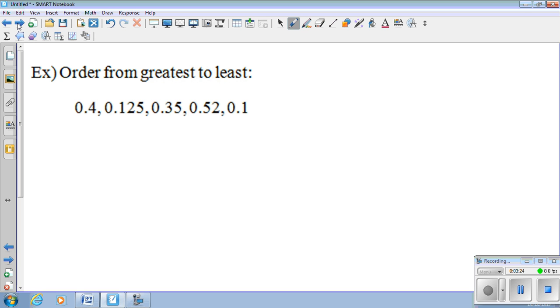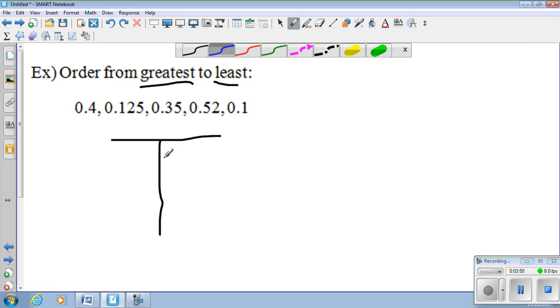Alright. So for our example, we're ordering these from greatest to least. So I'm going big to small. Okay. So first, what I'm going to do is I'm going to make my T-chart. Oh, whoops. Alright, let's try that again. I have my T-chart. And in my T-chart, my line kind of represents my decimal for everything. So I have 5 numbers, so I'm going to go ahead and just put 5 decimals here, so that I know that's what my line is representing. 1, 2, 3, 4, 5. And I'm just going to copy them straight from here.